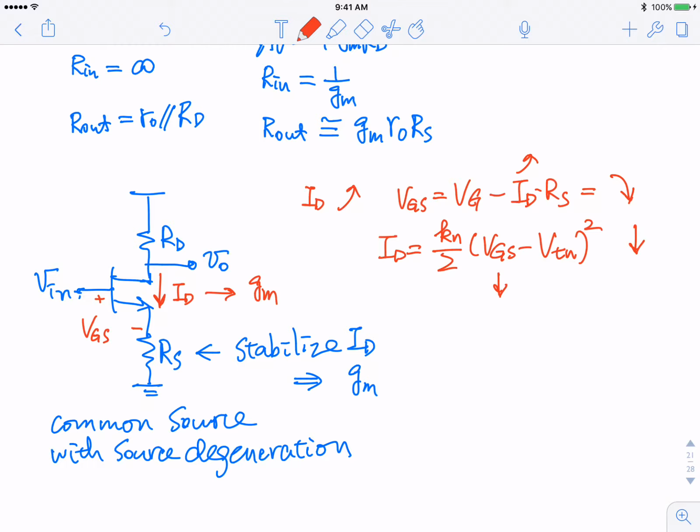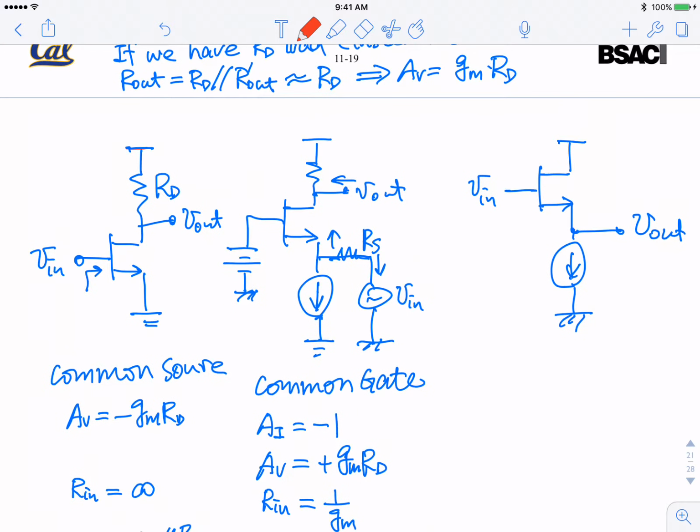Okay, you do pay a price for that. The gain is smaller. If we have time today, we'll talk about that. But the gain, instead of gm RD, it's actually going to be gm RD over 1 plus gm RS. So you pay a price, but the price is well worth it. So we do this trick all the time. But let's return to this common drain here for the main topic today.